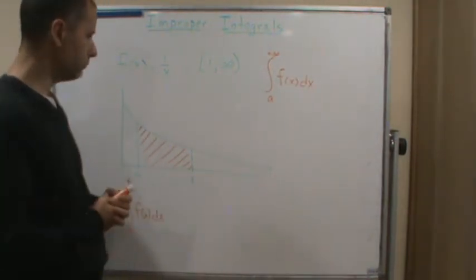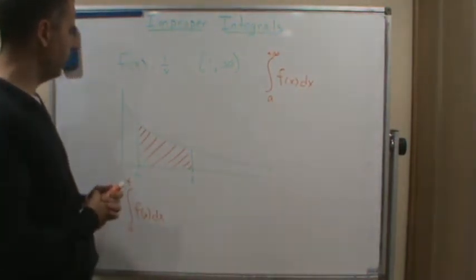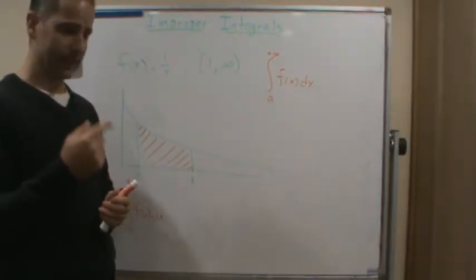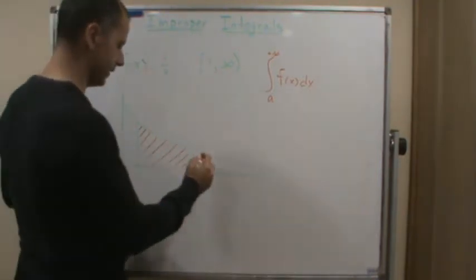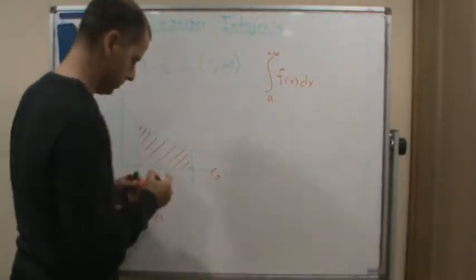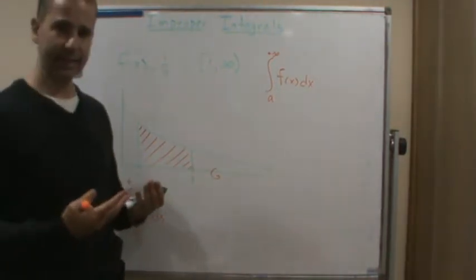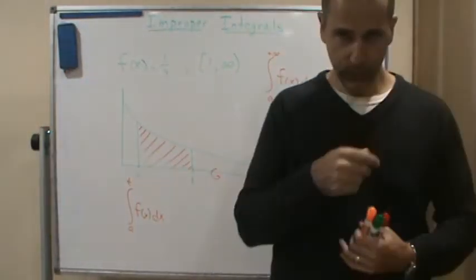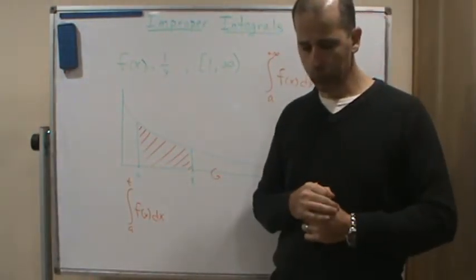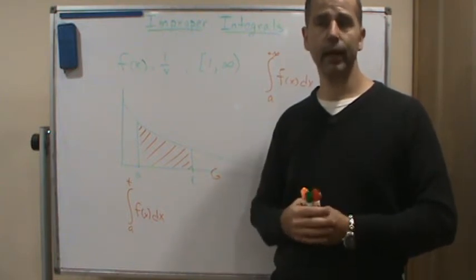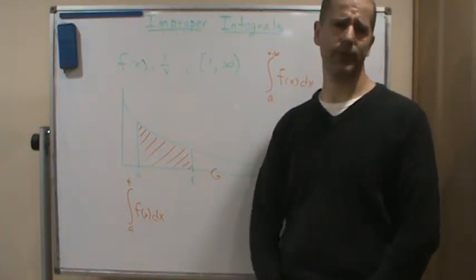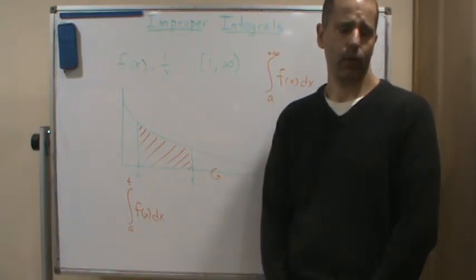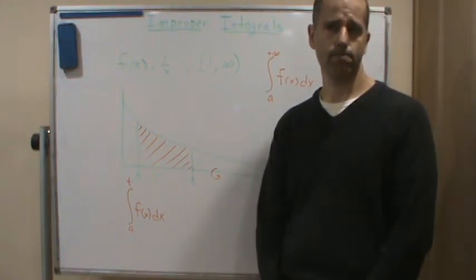Okay. What if we revolve this function around the x-axis? What if we revolve this around the x-axis here and we get a solid of revolution? So let's assume that when we do that, we get a solid of revolution. Okay. Now, here's another question. Is the surface area of that solid of revolution finite or is it infinite?